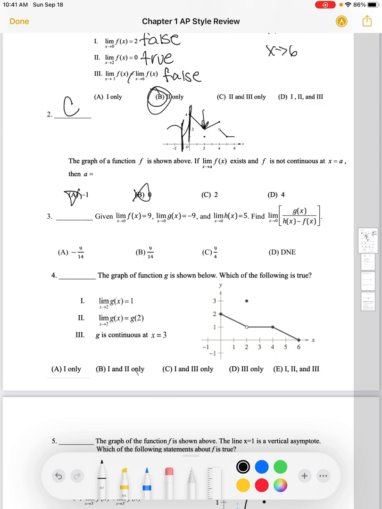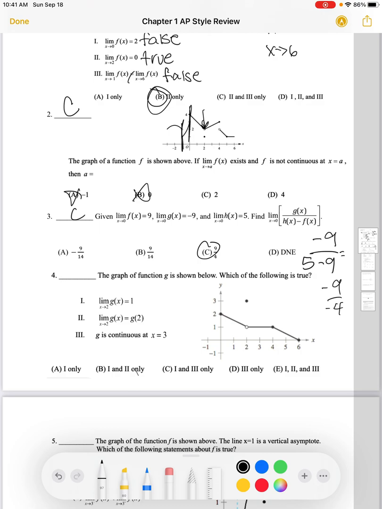So the limit as x approaches 0 of g of x is -9, so that's going to be the numerator of my fraction. And then I can subtract the limit as x approaches 0 of h of x minus the limit as x approaches 0 of f of x to be the denominator. So that's going to be h of x first, that's 5, minus f of x, which is 9. So this is going to end up being simplified down to negative 9 over negative 4. Negative divided by a negative is positive, so C.